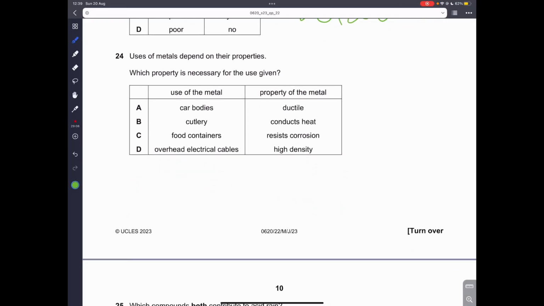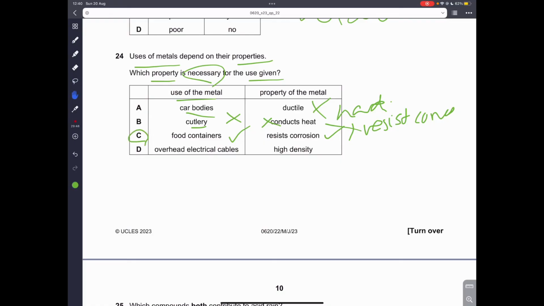Question number 24. Uses of metals depend on their properties. Which property is necessary for the use given? We use it for car bodies. The main reason we use it for car bodies is that the property has to be really hard. So this is not the correct reason why we use the metal. In cutlery, we mainly use it because it is resistant to corrosion. So this is also wrong. For food containers, we use them because of resistance to corrosion, and this is the correct use of the metal property.